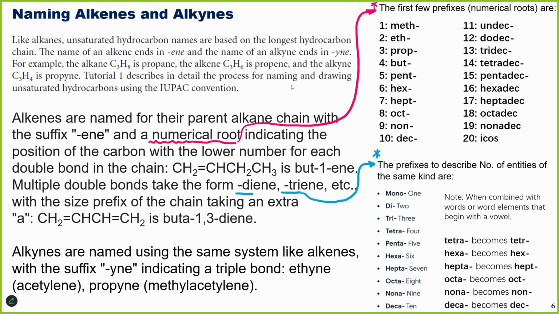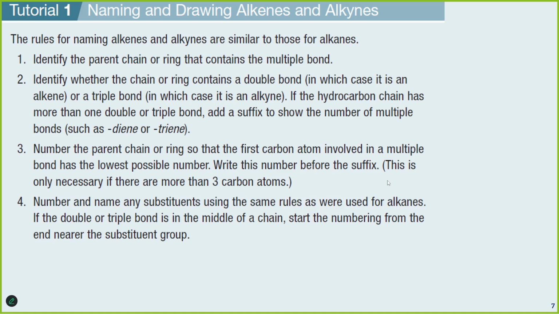Alright, remember, we're still going to use these prefixes to describe the numerical roots based on how many carbon atoms are in the straight chain, and use the prefixes on the bottom to describe the number of entities of the same kind. So you should have this in your journal, right? Okay, next let's have a look at some tutorials. Tutorial 1 is to learn to name and draw alkenes and alkynes.